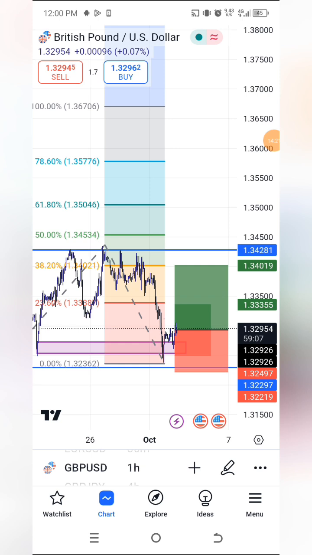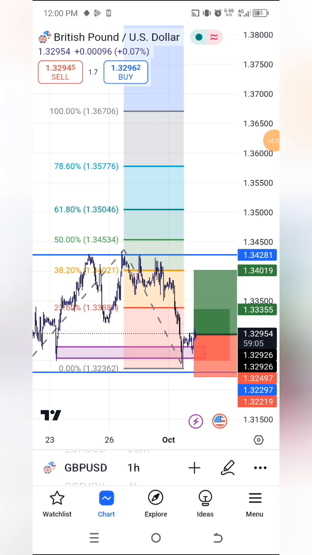So please incorporate this fib extension into your trading. It's a really cool tool.